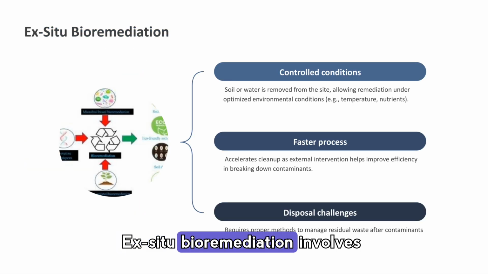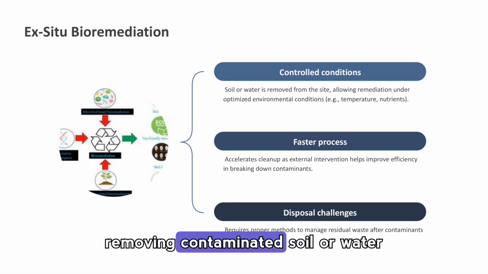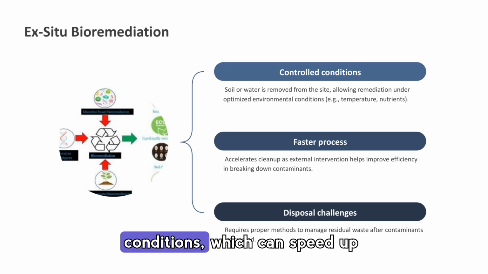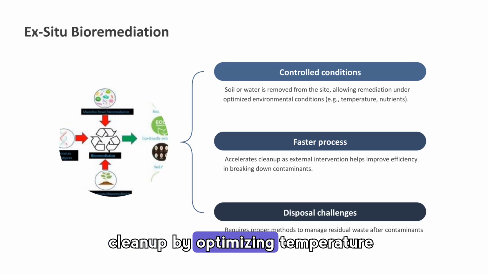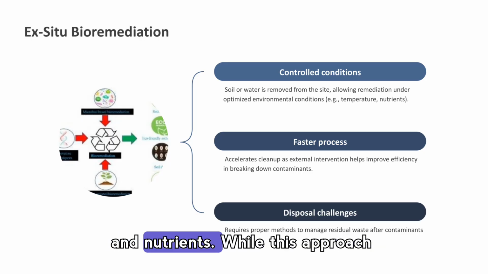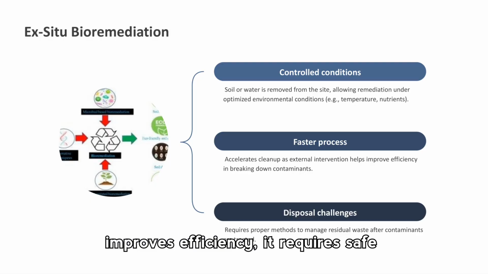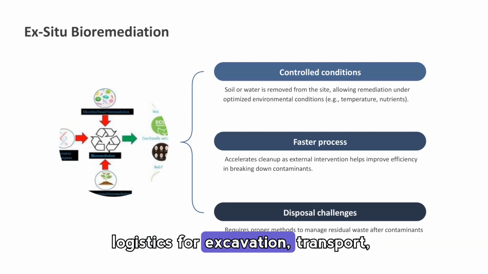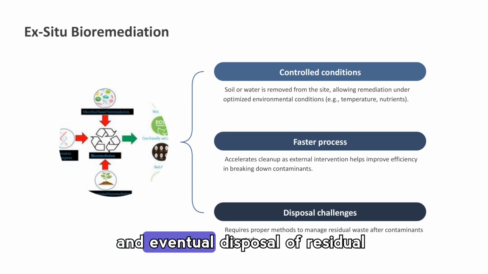Ex situ bioremediation involves removing contaminated soil or water and treating it under controlled conditions, which can speed up cleanup by optimizing temperature and nutrients. While this approach improves efficiency, it requires safe handling of treated waste and logistics for excavation, transport, and eventual disposal of residual materials.